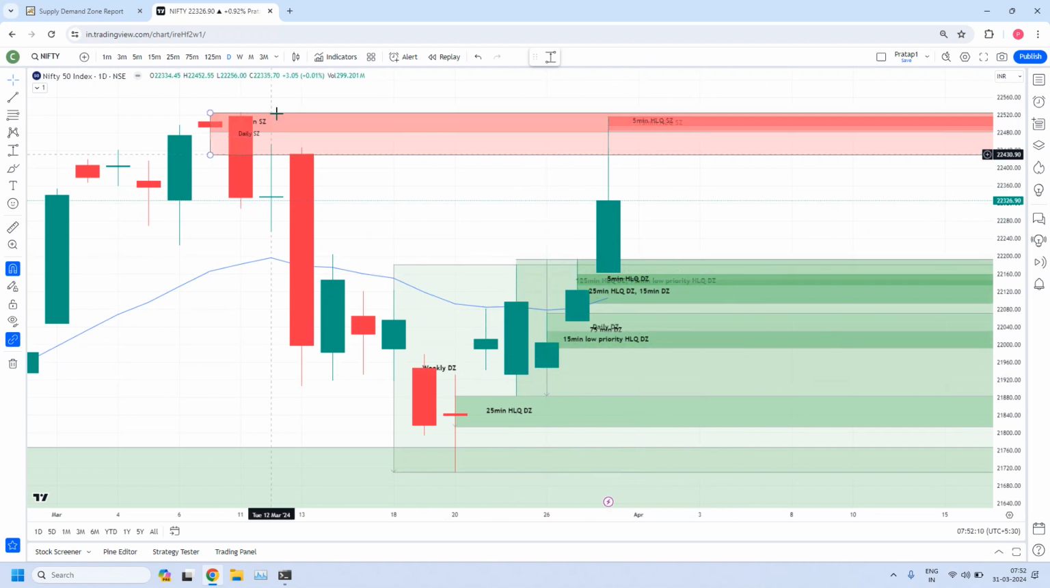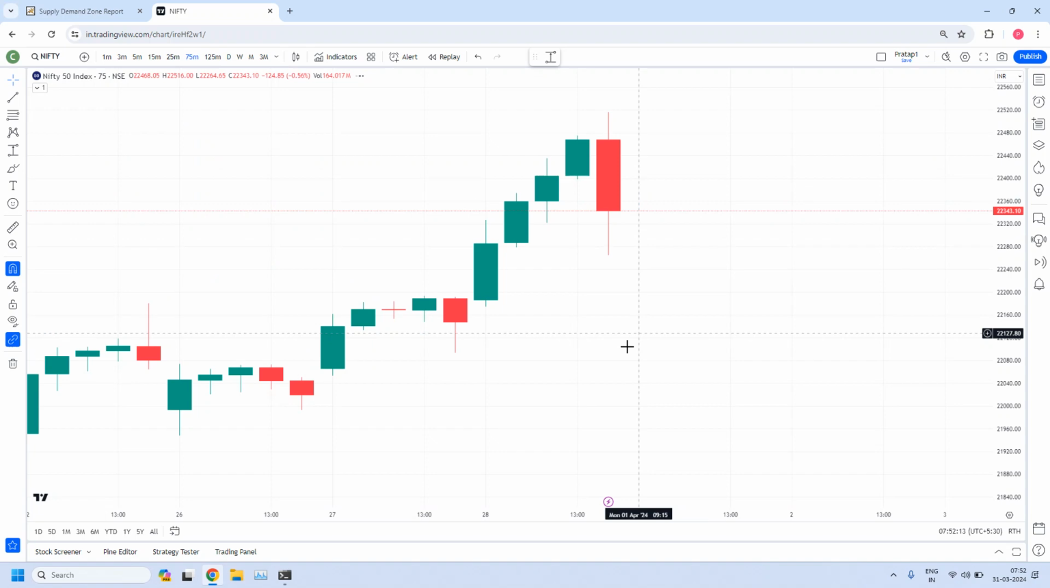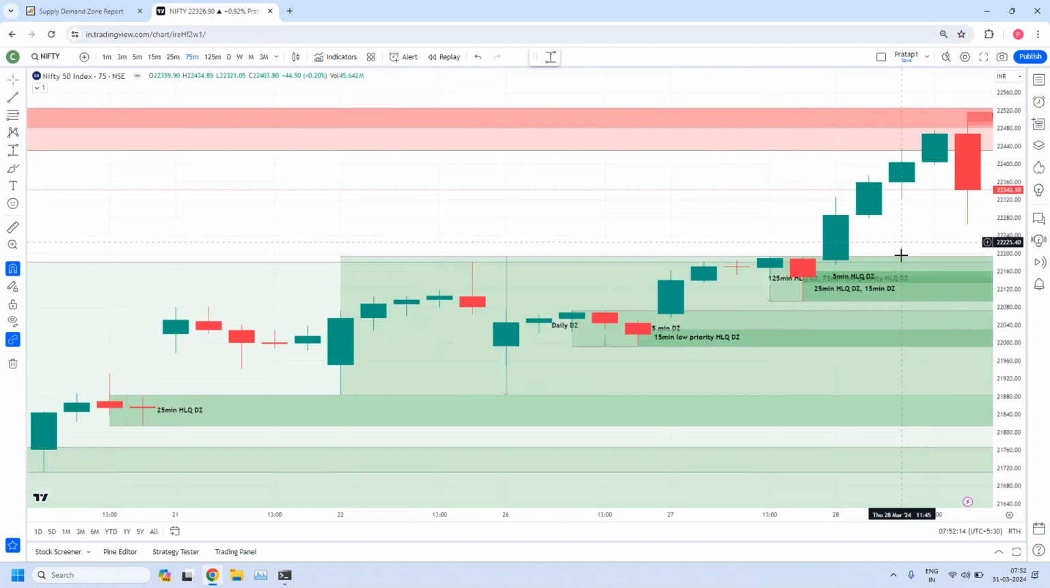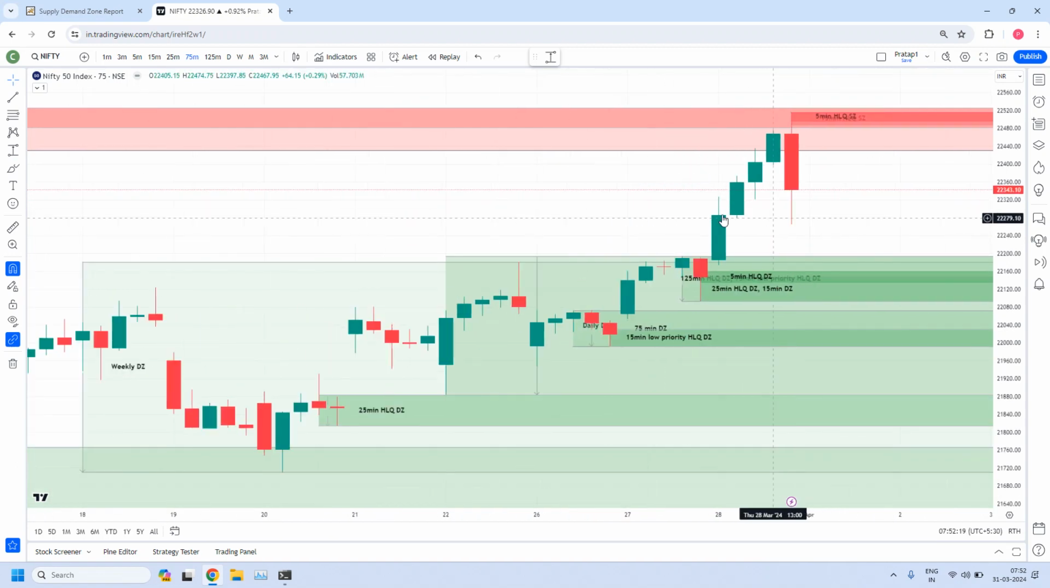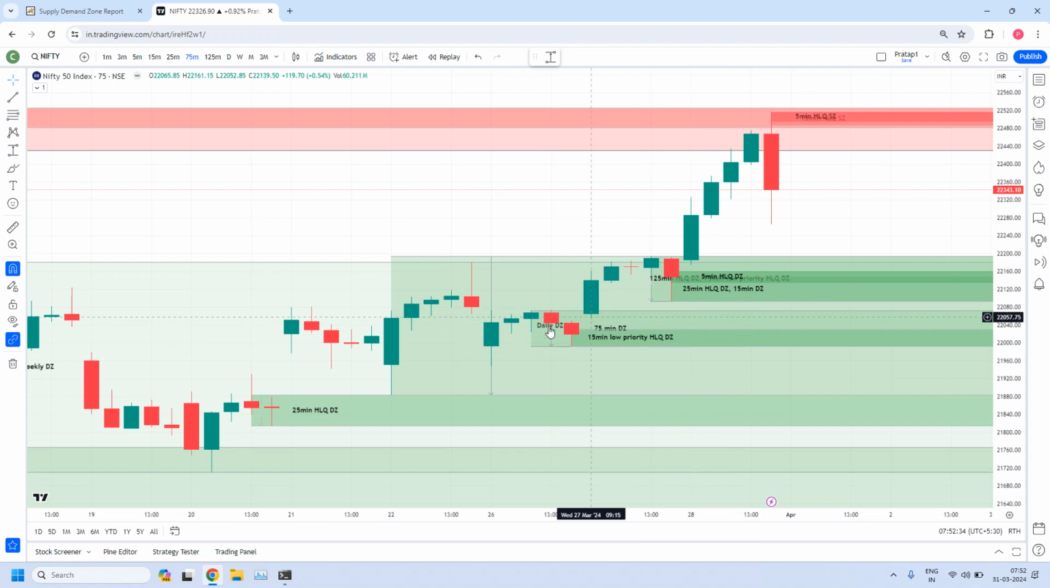So inside this daily, go to 75 minutes time frame. So here we have a rally, 1, 2, 3, 4 base candles and a rally candle. This is a 75 minutes. This 75 minutes is there inside daily. This daily is there inside weekly. There are two daily zones here. This is one daily and this is one more daily here. I'm sorry. This entire thing is daily.